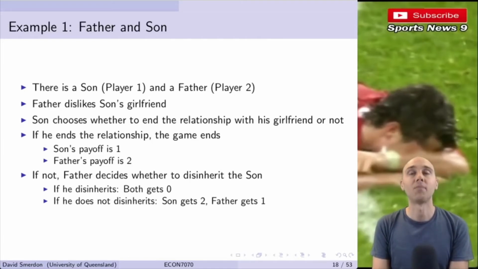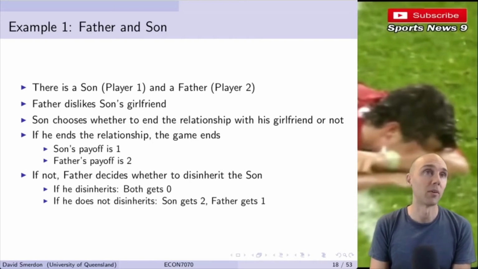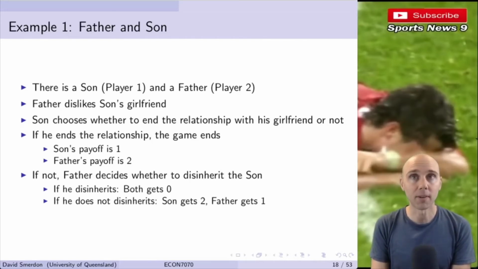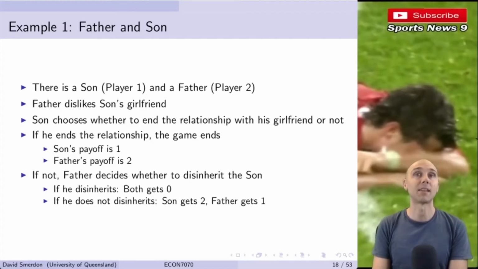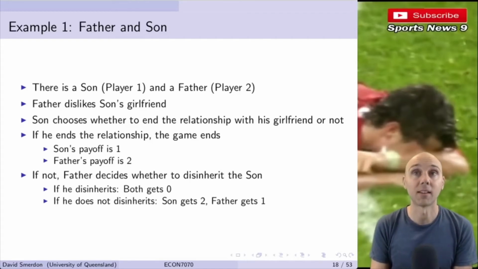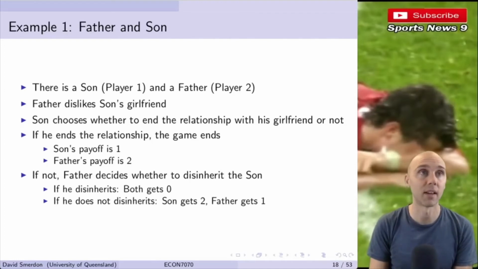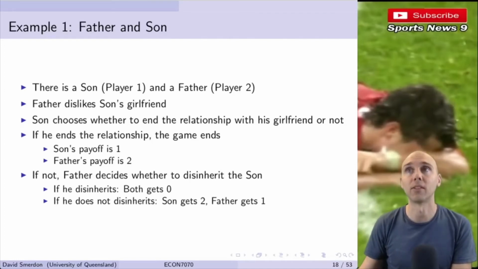The father can disown the son, disinherit the son. "You're no longer my son, get out of my family." Both get a payoff of 0. Neither is very happy with this. If he does not disown the son and he accepts the girlfriend, the son gets 2 and the father only gets 1. So it's better for the father than disowning the son, but worse than if the son had ended the relationship.